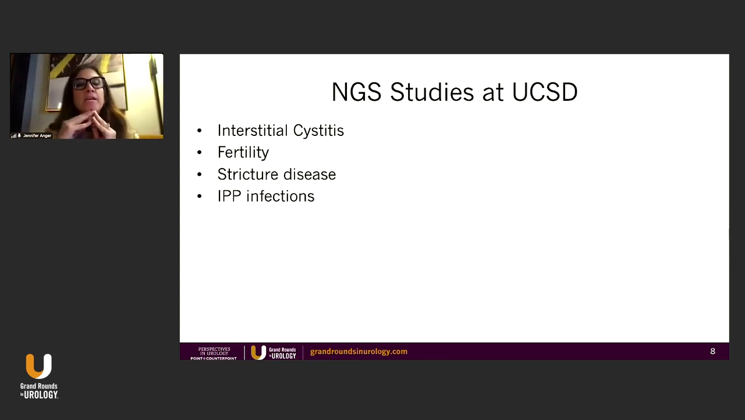And we're actually participating in a study right now through MicroGenDx. Fertility, Dr. Shea's involved in a study looking at semen. Maybe idiopathic infertility is not as idiopathic as we thought. Stricture disease, this is with Dr. Buckley, and also Dr. Shea's doing a study of infections of IPs and using next generation sequencing to tailor antibiotics.